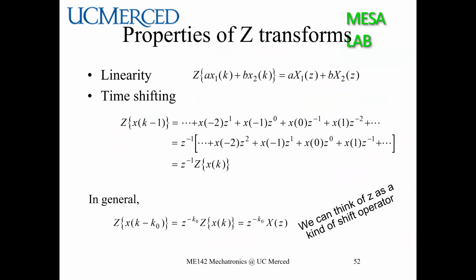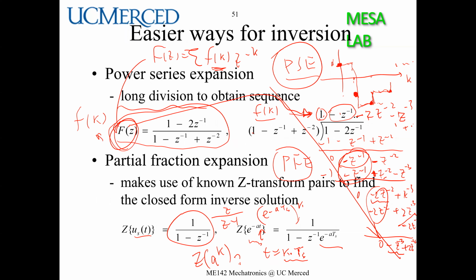But let's summarize the Z transform. I told you this is the one slide you have to know. Given F(z), how do you come up with f(k)? The brute force way is to do long division, then you can draw this picture. The smarter way is to do PFE, doing a lookup table. Of course, I'll give you a table when we have the exam.